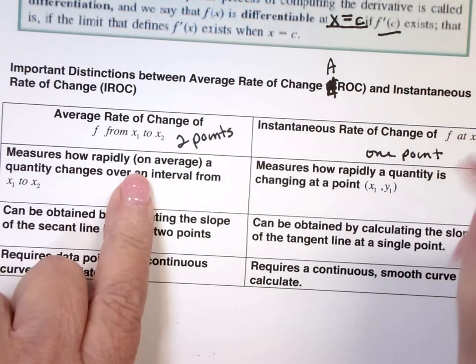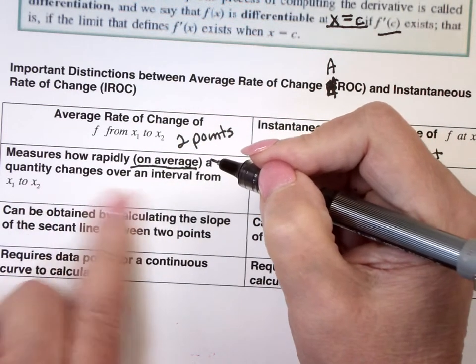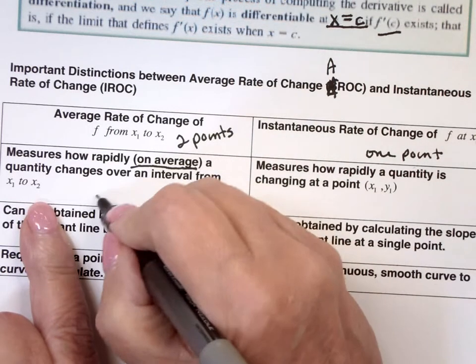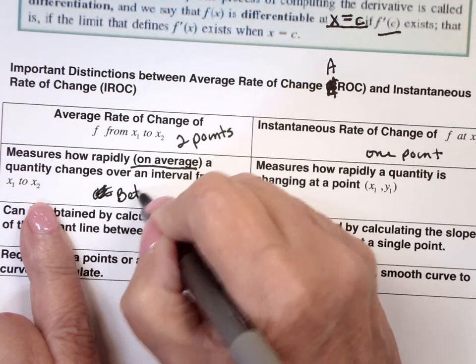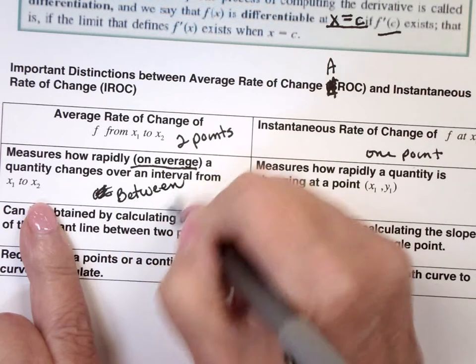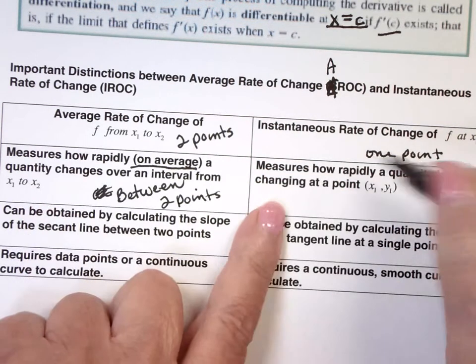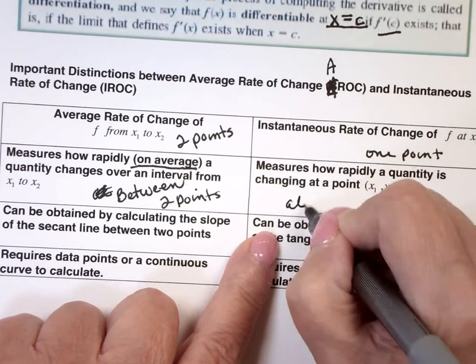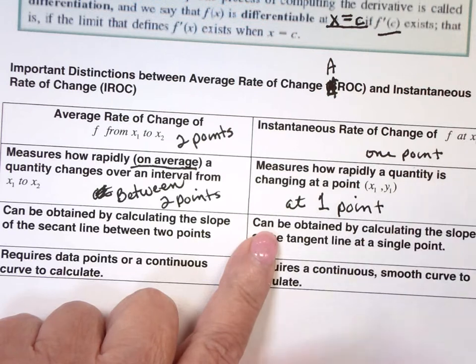Average rate of change measures how rapidly, on average, a quantity changes over an interval from x1 to x2. Again, between 2 points. Instantaneous rate of change measures how rapidly a quantity is changing at a point, at 1 point. That's your radar gun being fired.